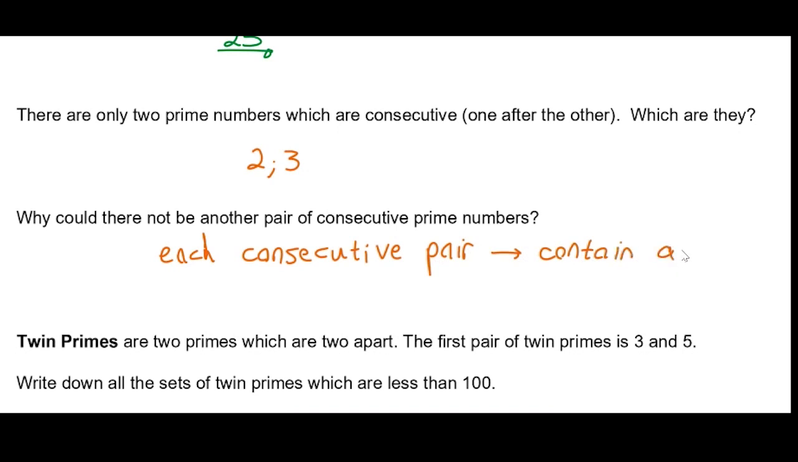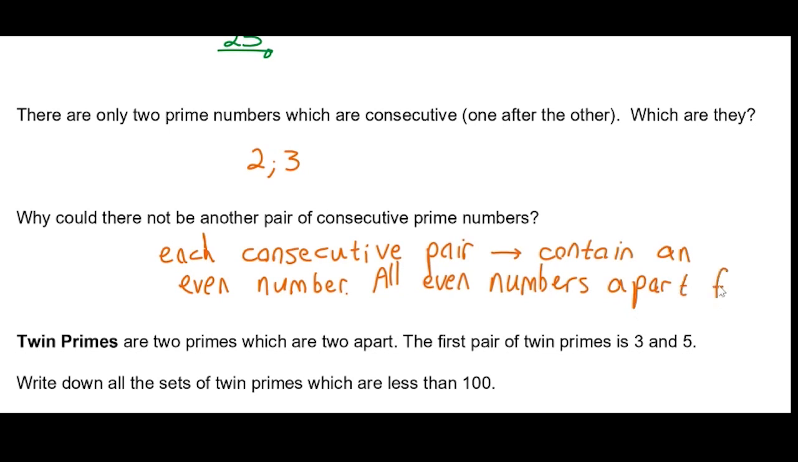And all even numbers apart from 2 are not prime. So all even numbers apart from 2 are not prime.